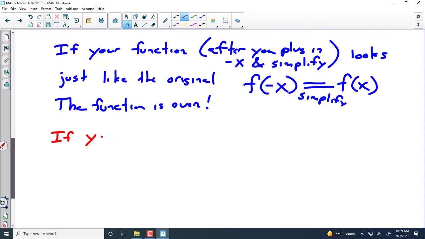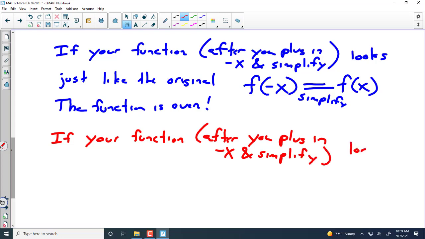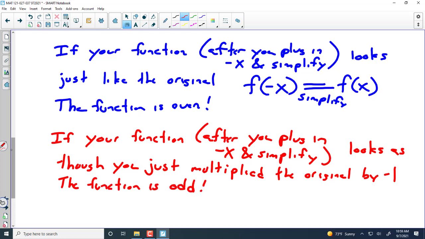If your function, this one's a little bit trickier, but we'll do it. After you plug in negative x and simplify, looks as though you just multiplied the original by negative 1, the function is odd. I know that one's a little bit trickier, everyone. We'll see an example of that.